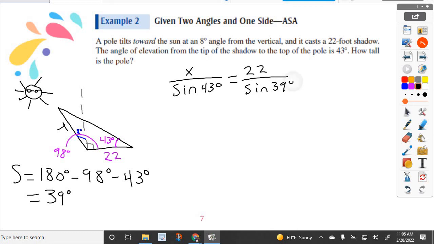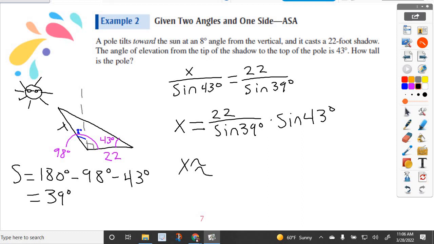And again, just like with all our other ones, how do I solve for x? Multiply. And then plug into our handy dandy calculator. So what do we get? 23.842.